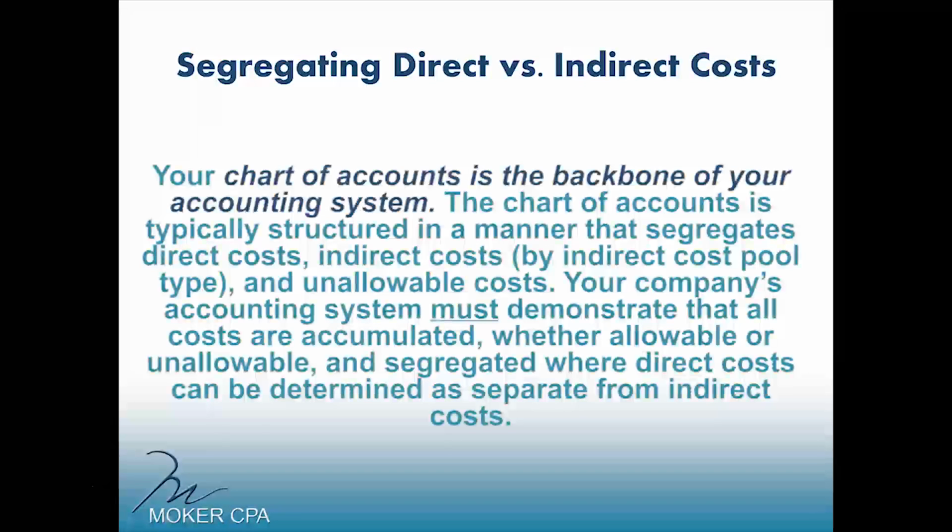Your chart of accounts is the backbone of your accounting system. The chart of accounts is typically structured in a manner that segregates direct costs, indirect costs by the indirect cost pool type, and unallowable costs. Your company's accounting system must demonstrate that all costs are accumulated, whether allowable or unallowable, and segregated where direct costs can be determined as separate from indirect costs.